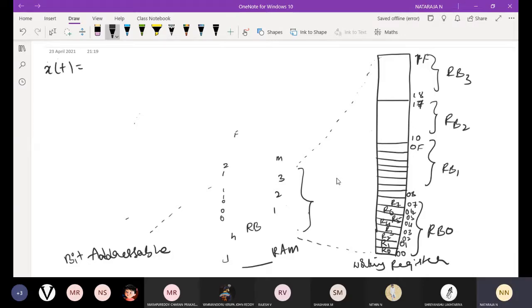x of t is equal to 4 cos pi by 3 into t. Try this problem.